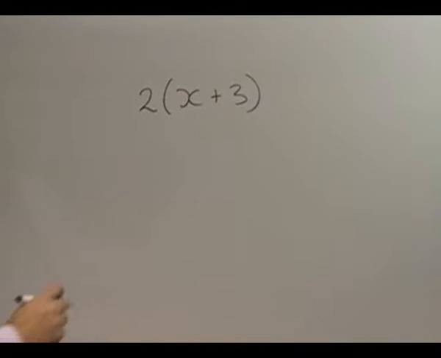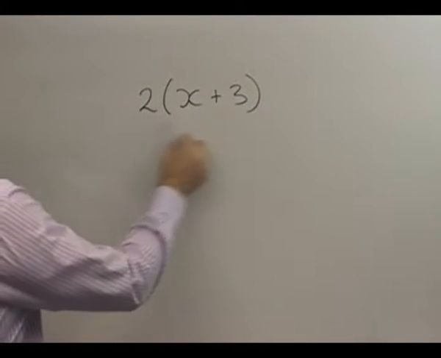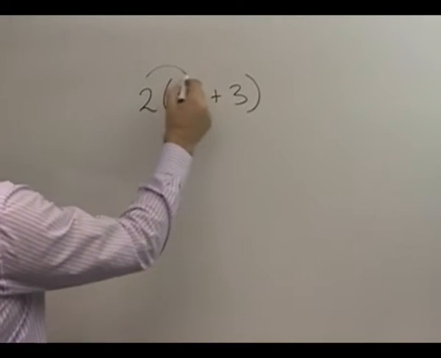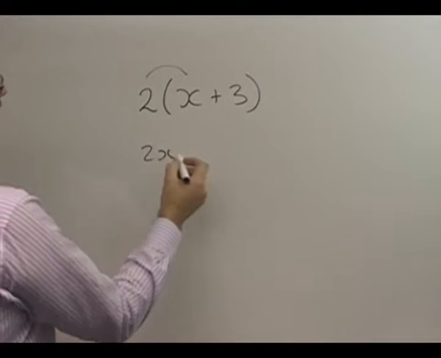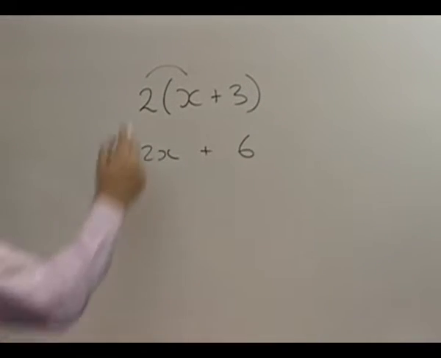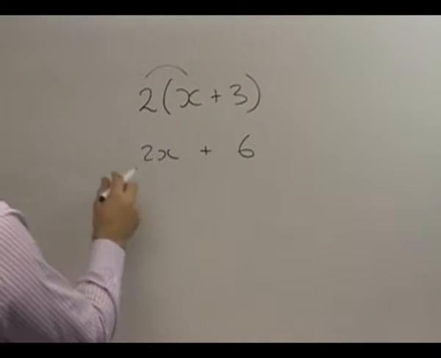Right, we're going to talk about factorising. From the previous podcast you may have watched, you probably know what to do to expand brackets. If you expand the brackets here, you do 2 times x, and you do 2 times positive 3, which is 6. So if you expand these brackets, you get 2x plus 6. Factorising is the opposite of that.